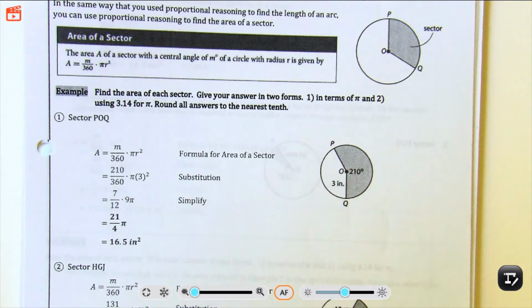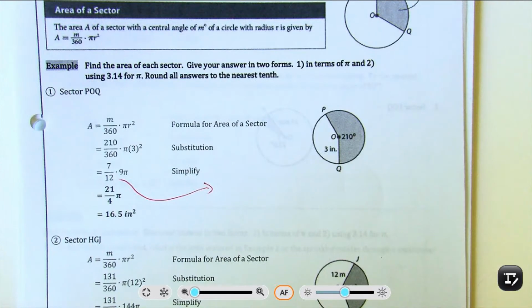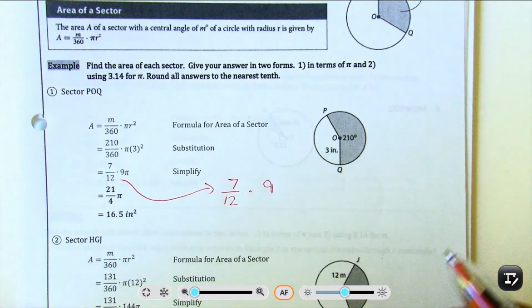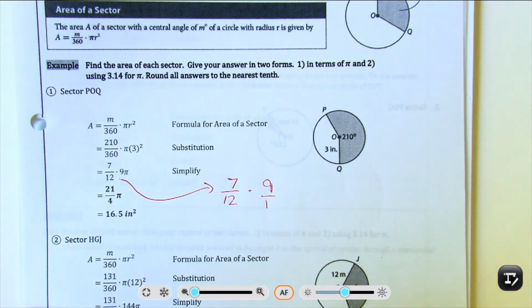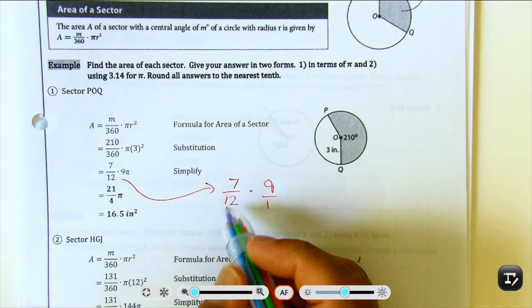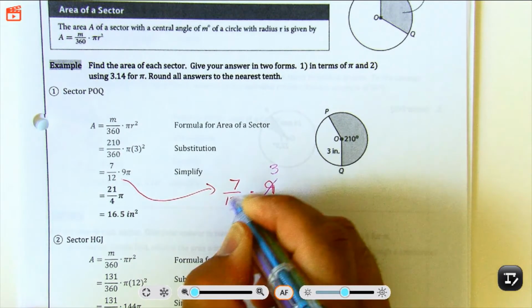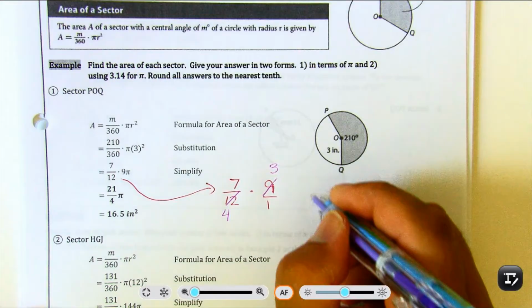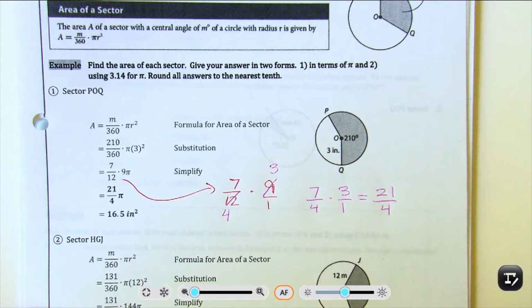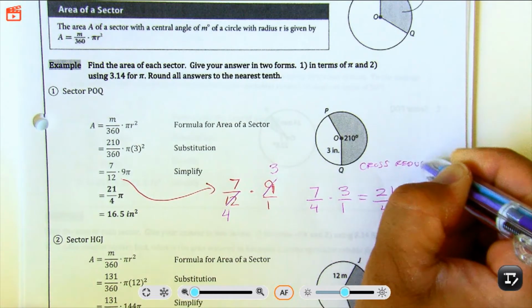Now this part's kind of tricky, so I'm going to show you how they did that over here. So imagine you have 7 over 12 times 9. Well, let's put this 9 over 1, and what we could do is cross reduce. So 9 and 12, I could divide 3 from the 9 and 3 from 12. What happens is that this becomes 3 and this becomes 4. So you end up having 7 over 4 times 3 over 1, which becomes 21 over 4. So again, this is called cross reducing. It's reducing before multiplying fractions.